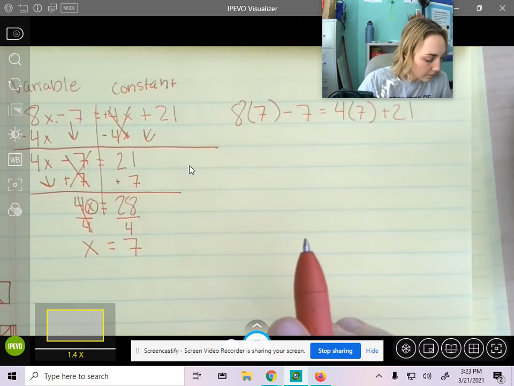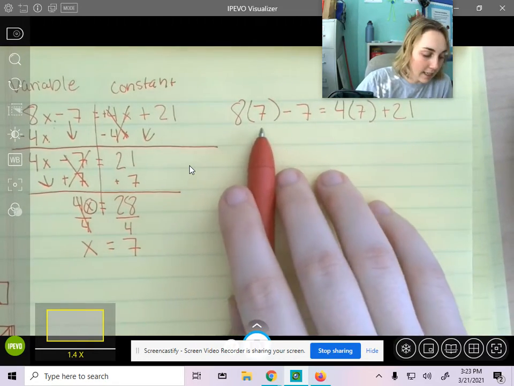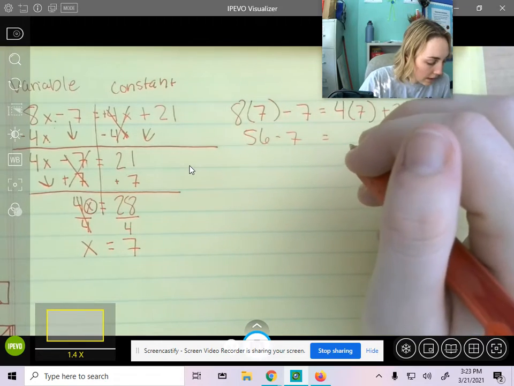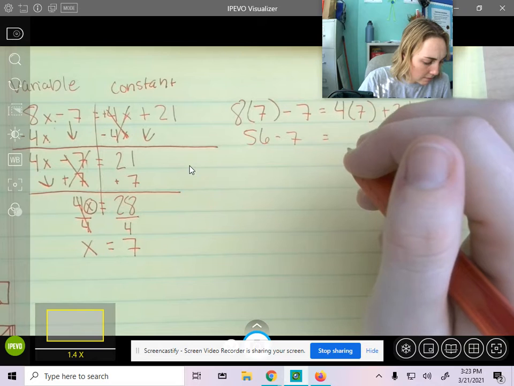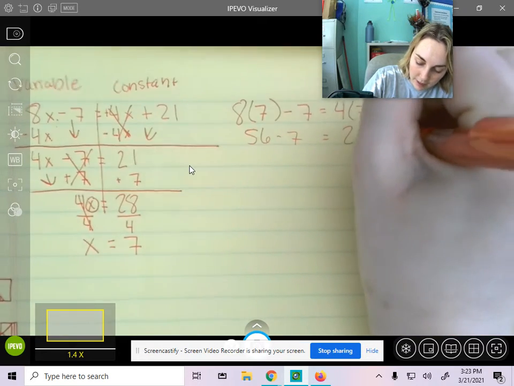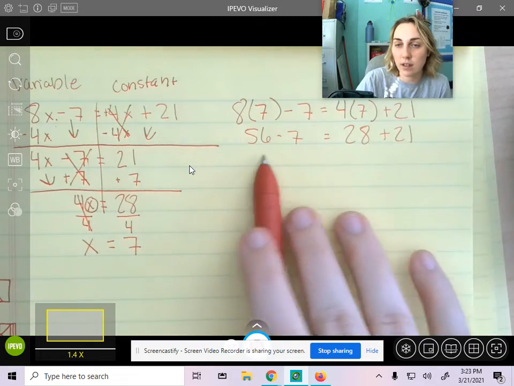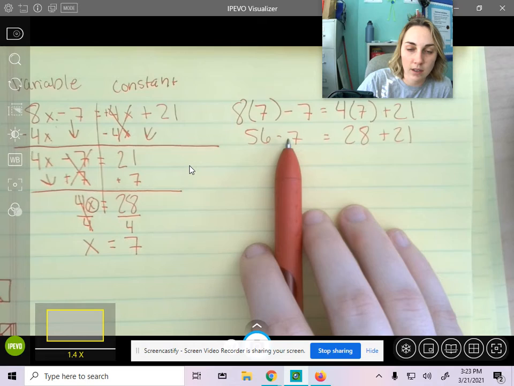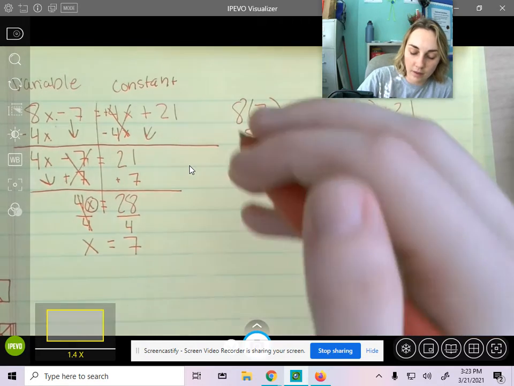All right. So first, 8 times 7 is 56. I subtract that by 7. And then 4 times 7 is going to give me 28. I'm going to add that to 21. And then you just do the same thing. 56 minus 7, well, that is going to give me 49.